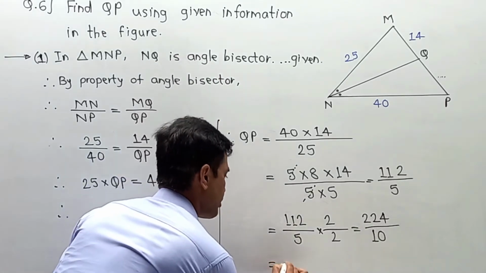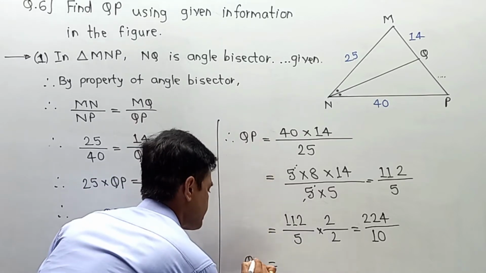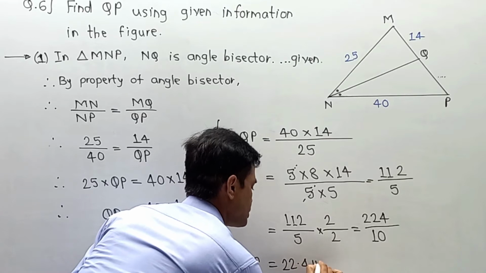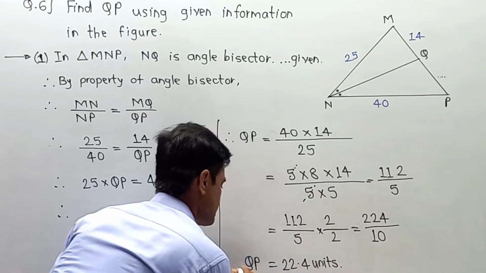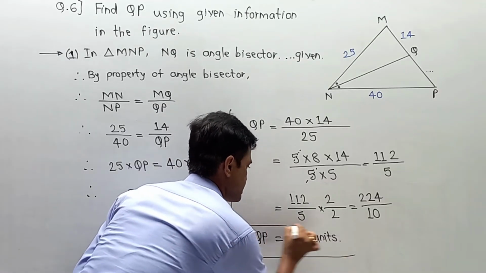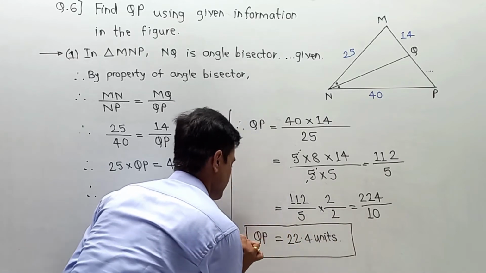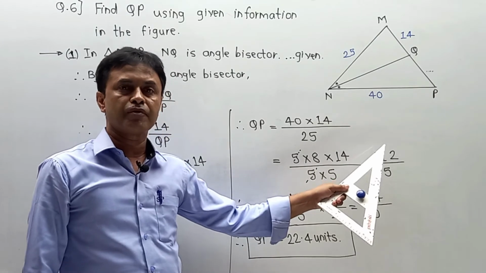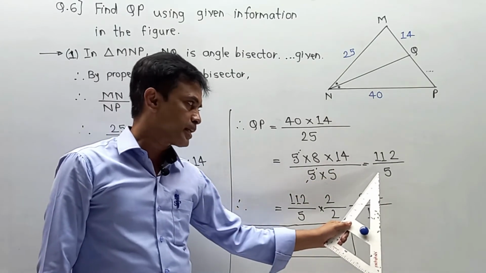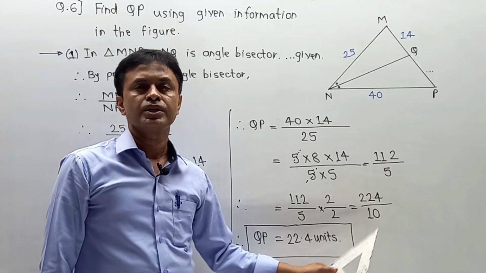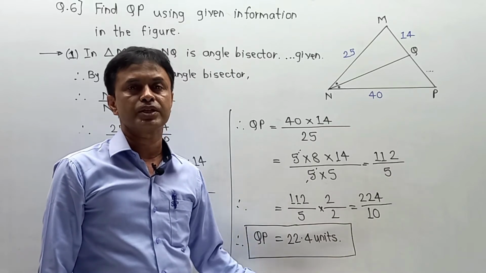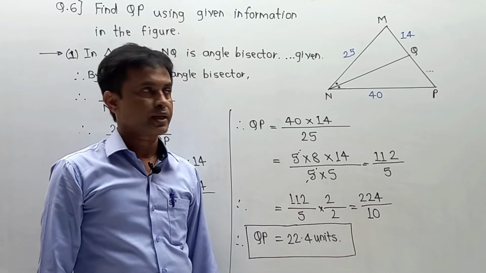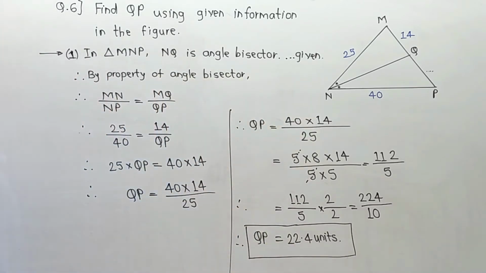You can simply write the value of QP, and that becomes 22.4. We don't know the units, so I am writing it as units. And in this way, with a simple calculation, we can complete the part. Here also you can do a division by 5 and complete the task. But whenever there is a division by 5 or by 2, easily convert it into 10, and simplify just by adding a decimal part over there. And in this way you can complete the part.